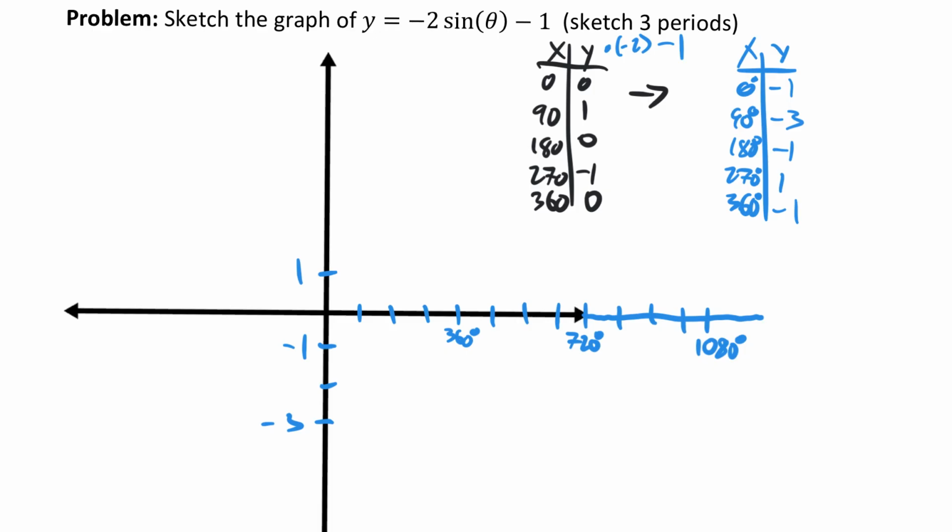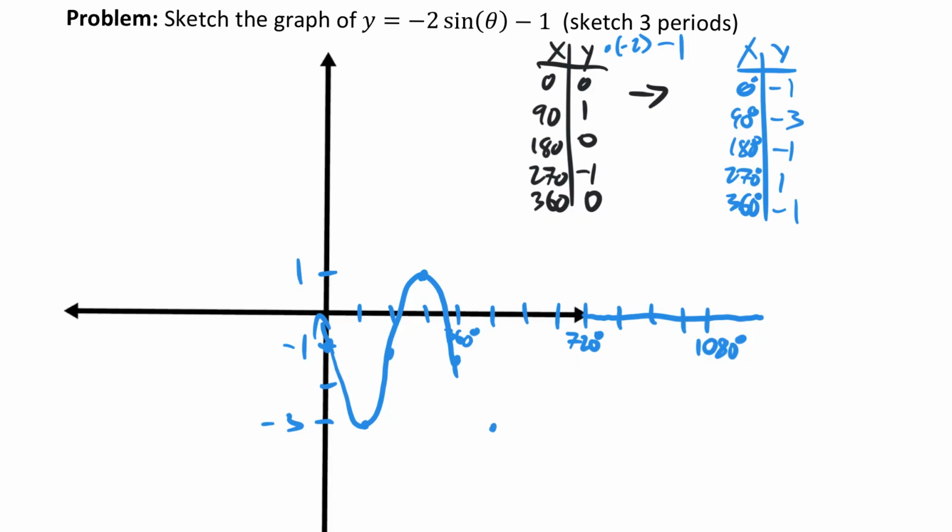So at 0 degrees, we have -1. Then we have -3. Back to -1. Up to 1. Back to -1. So the initial sketch looks like this. If we just had to do 1 period, we could just throw some arrows on it and call it a day. But unfortunately, we're asked for 3 periods. So maybe we'll put an arrow on this end, but here we have to continue the pattern.